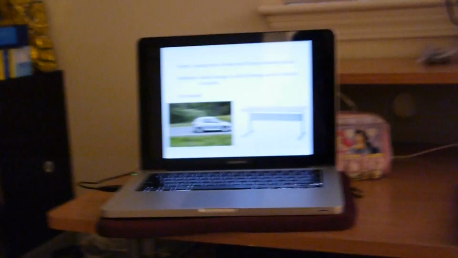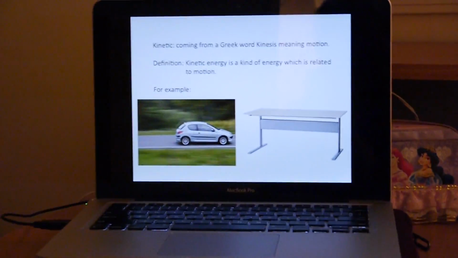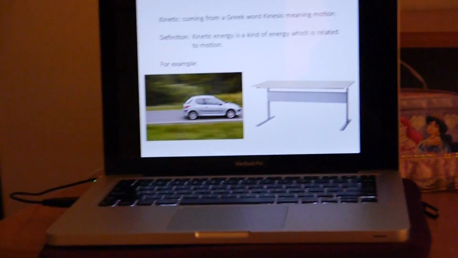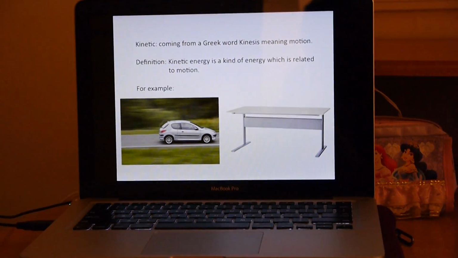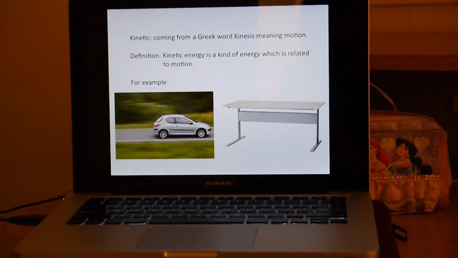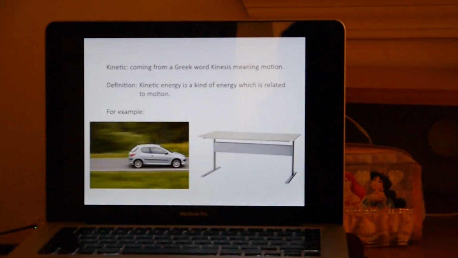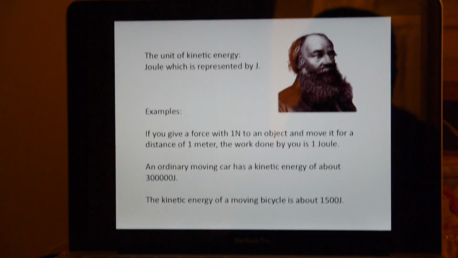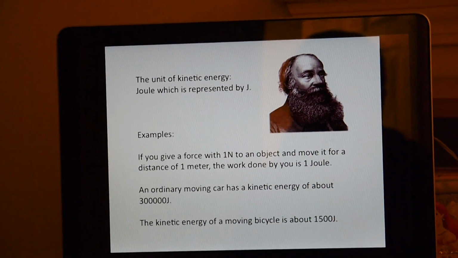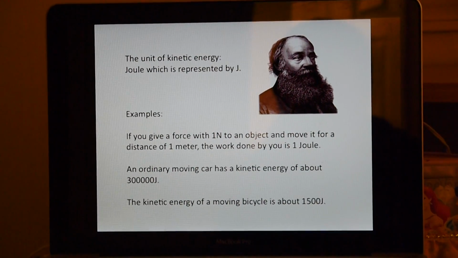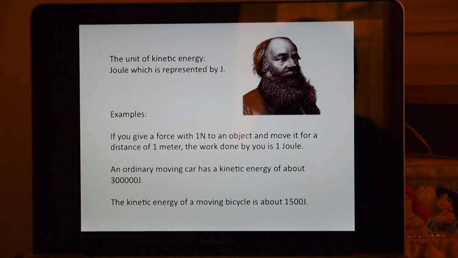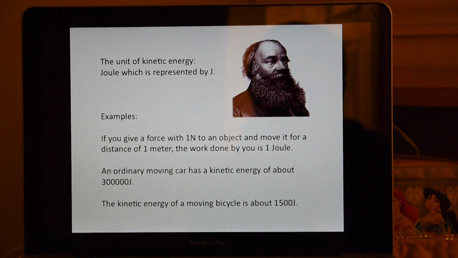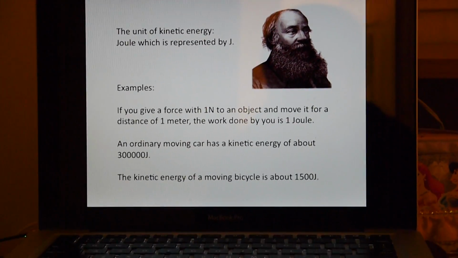So, for example, a moving car on the street has kinetic energy because it is moving. But the desks in this classroom have no kinetic energy because they are at rest, right? So, by now, I have given the definition of kinetic energy, which is a kind of energy that has something to do with motion. So let me introduce how to measure kinetic energy.